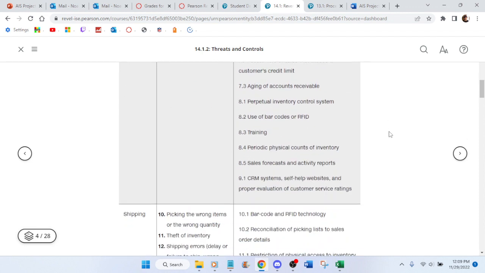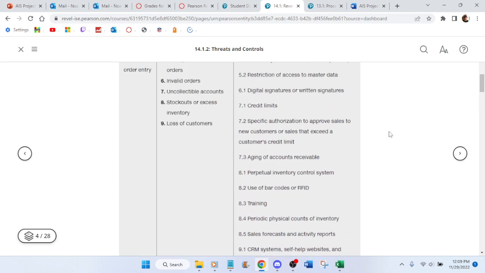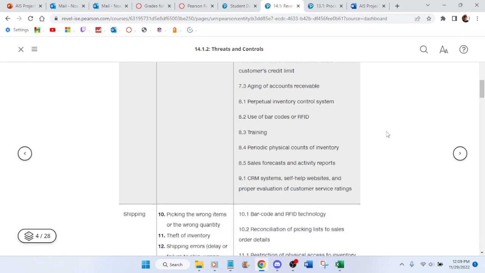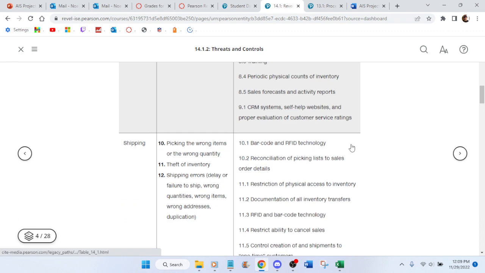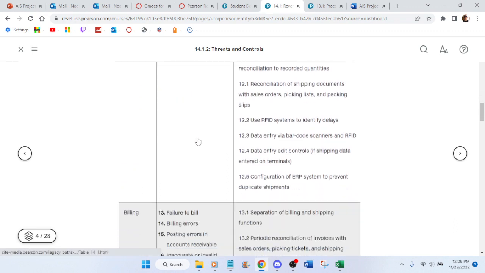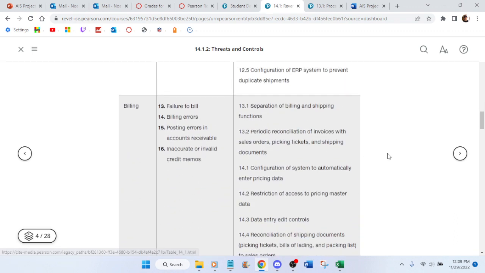CRM systems. Loss of customers. Shipping. No, that doesn't apply. Billing. Billing is actually something that we need to work on because it says inaccurate billing amounts.